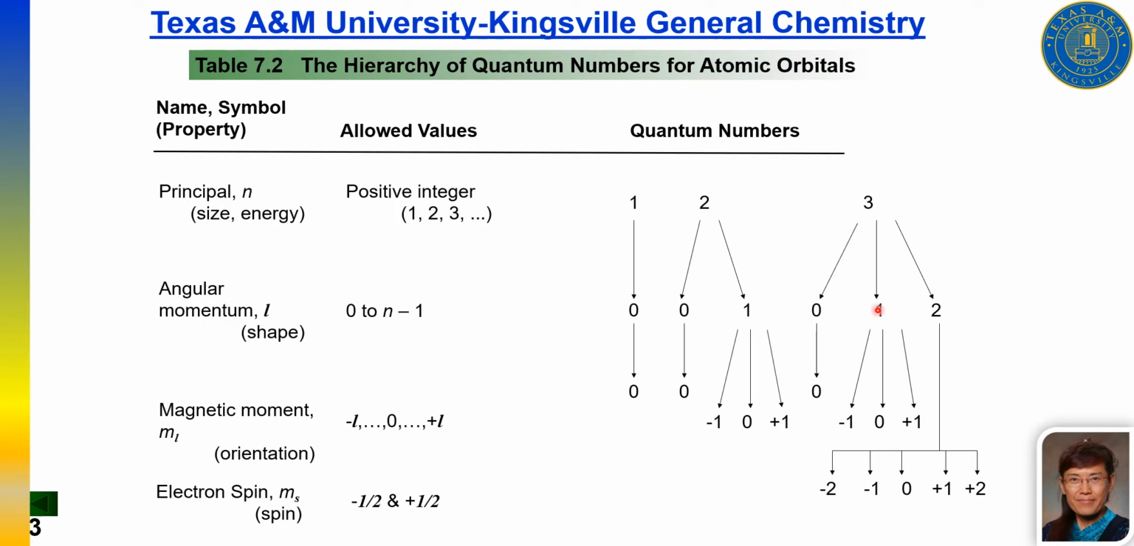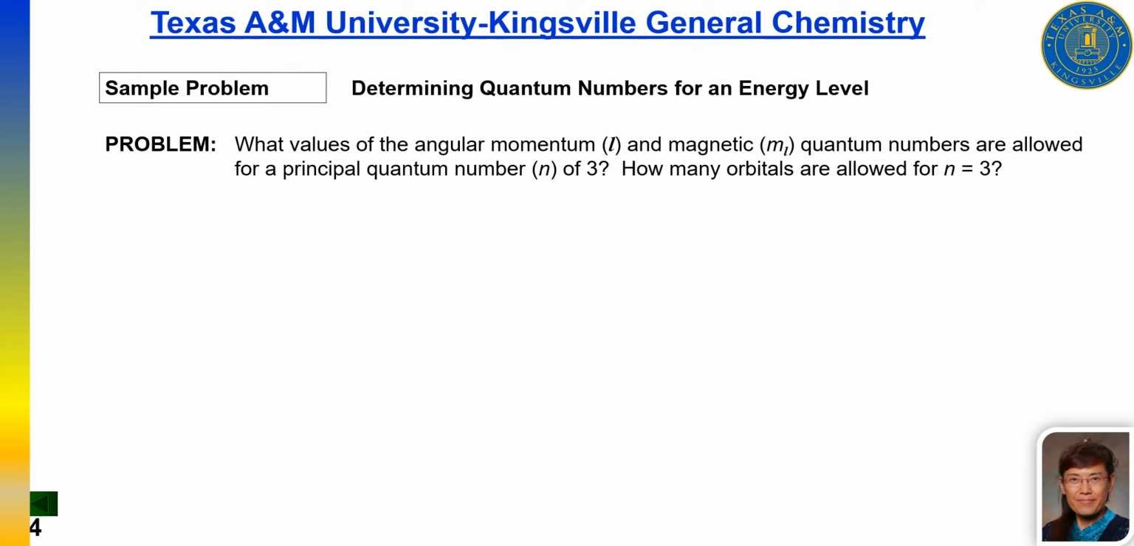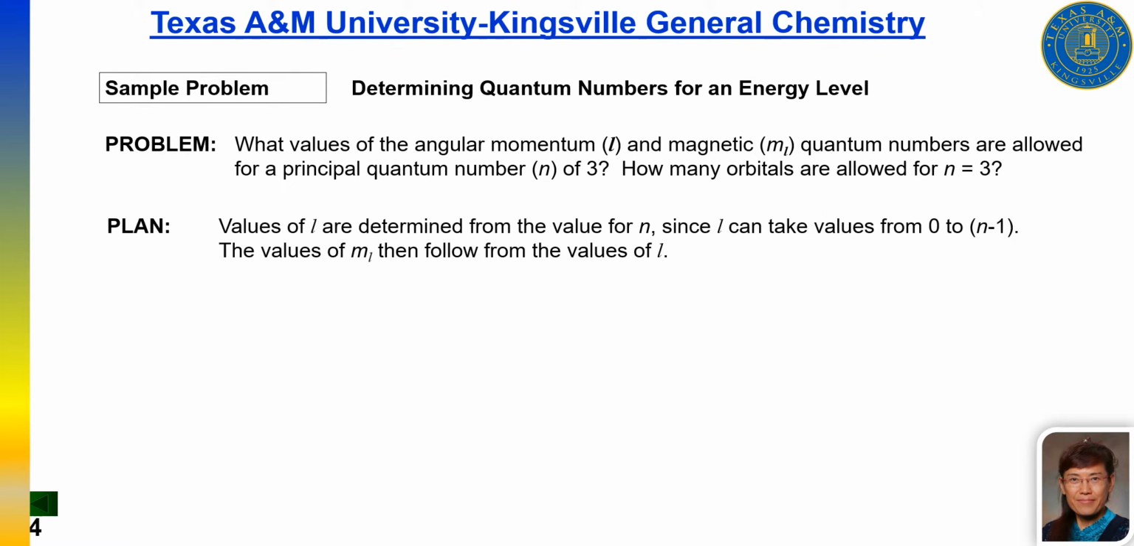What are the names of these different orbitals? If l is 0, you call it an s orbital. If l is 1, you call it a p orbital. If l is 2, you call it a d orbital. If l is 3, you call it an f orbital. If l is 4, you call it a g orbital. I believe we also have a table to show you this.